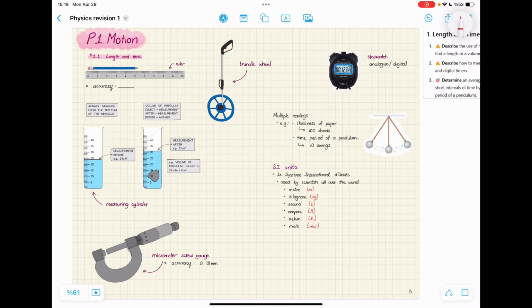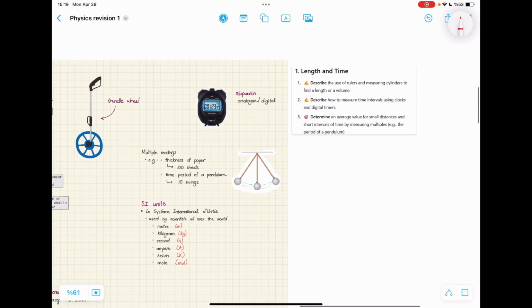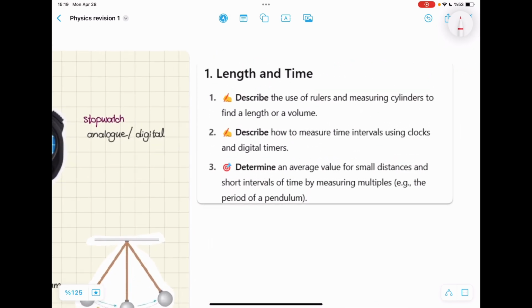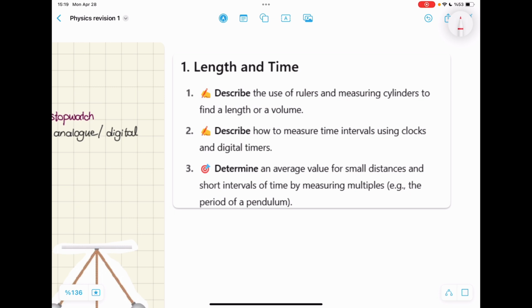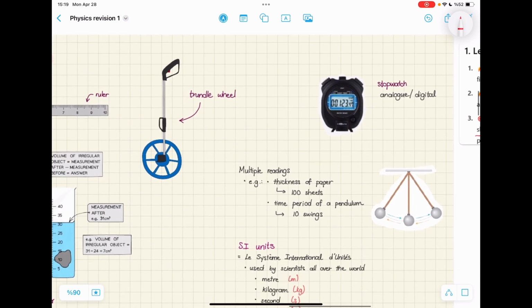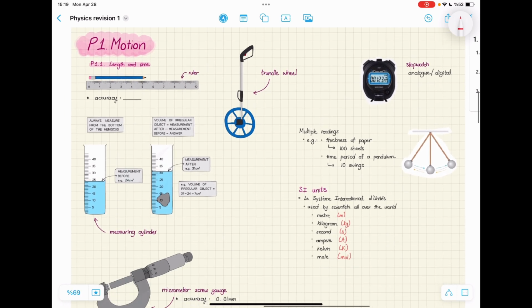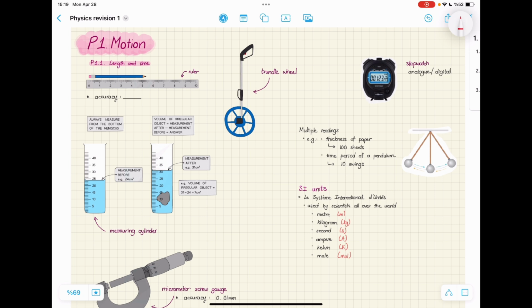Motion is the first topic we will be dealing with. I have also added learning objectives here. In the context of this first slide, we will have to describe the use of rulers or rule, and then measuring cylinders to find the length and volume. Describe how to measure time intervals using clock and digital timer stopwatches, and determine average value for small distances and short intervals.